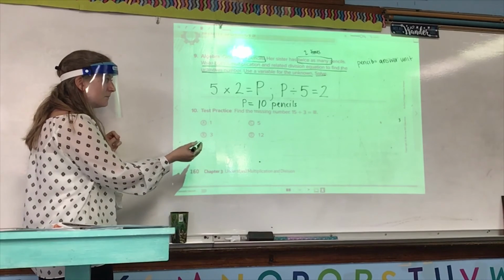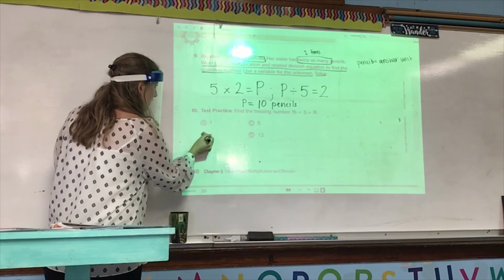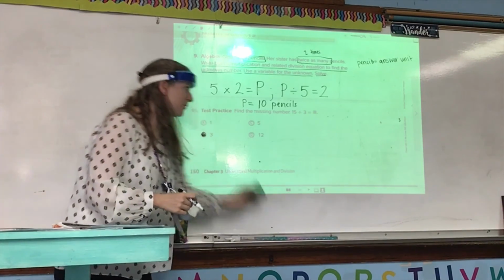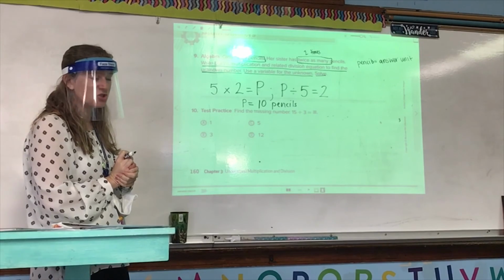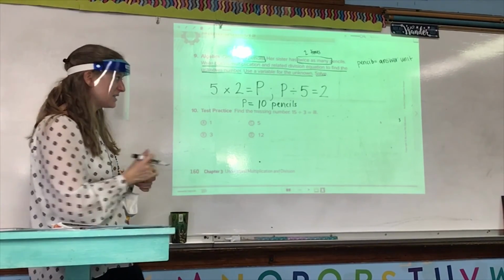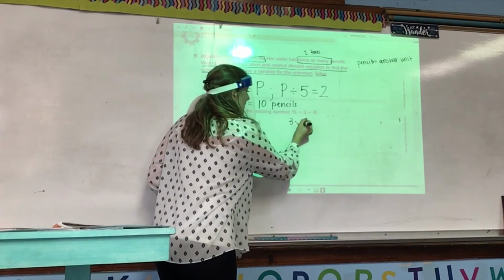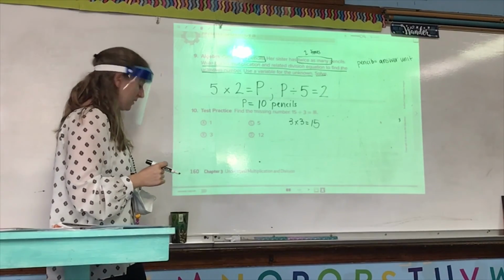Which bubble? Oh, answer B, 3. Oh, no, I'm sorry, I'm going too fast. That isn't correct. 15 divided by 3 is not 3. Because that would mean, and is that true, Zadie? No.